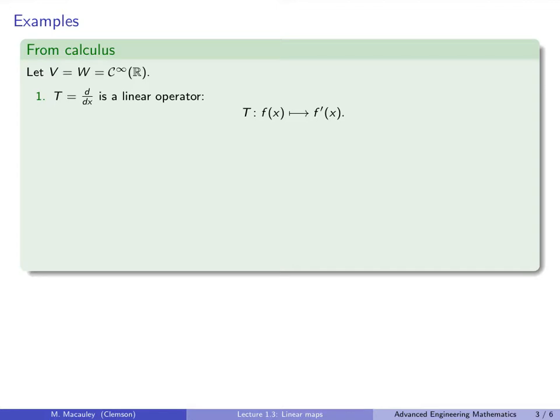Now I've already said why this is linear, but I'll show it to you again. You take d dx of a f plus b g, for two functions f and g and two scalars a and b. You can write this as a times d dx of f plus b times d dx of g. So nothing tricky about this. Just use the basic definition of linearity.